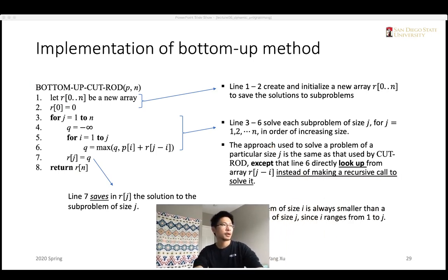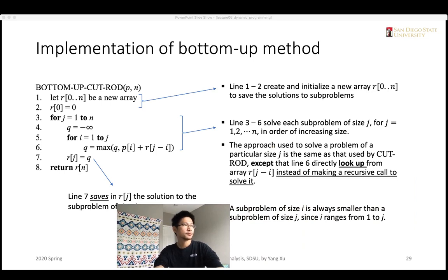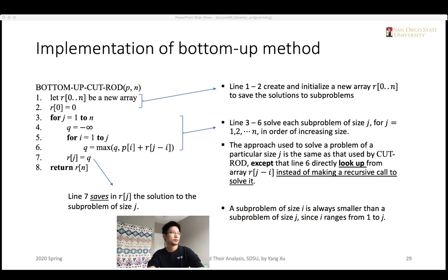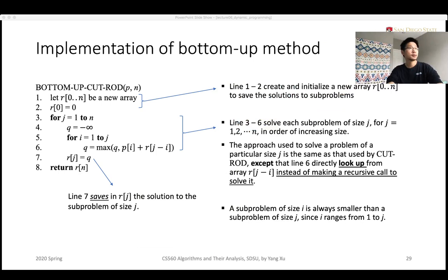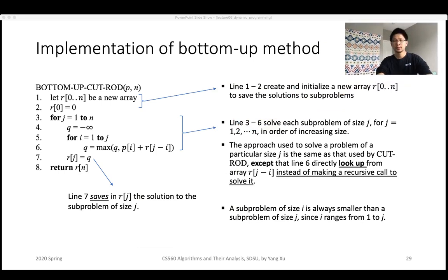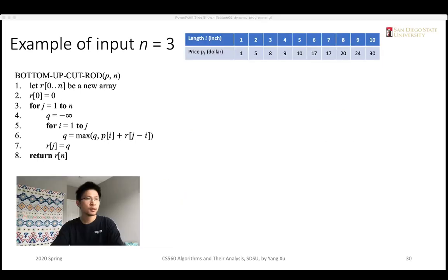We'll use a simple example as well to showcase how this procedure runs. I personally think that this is easier to understand than the top-down method. So now let's look at how this bottom-up procedure runs with a simple input with length 3.